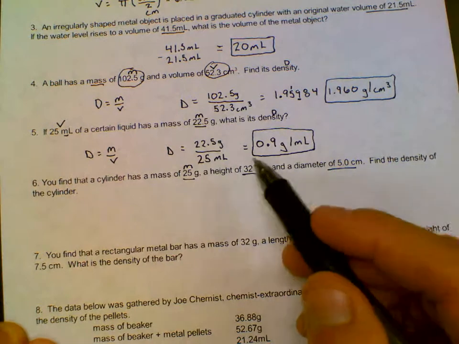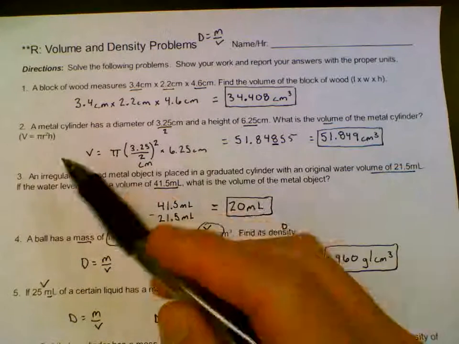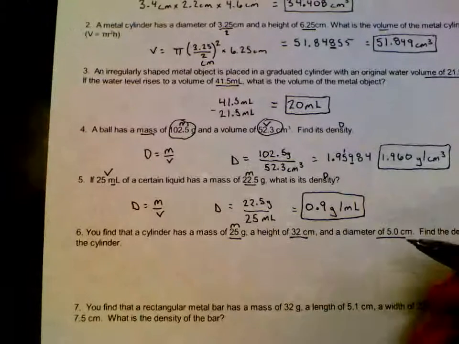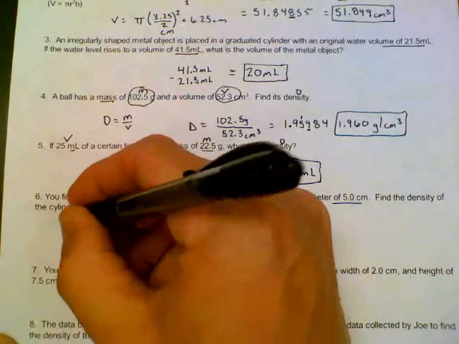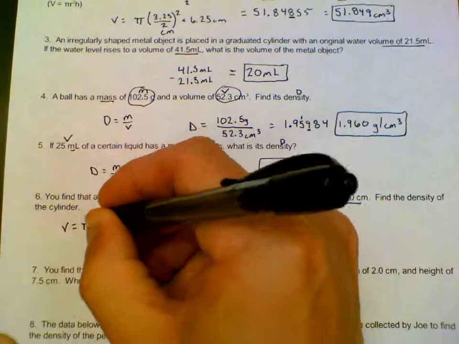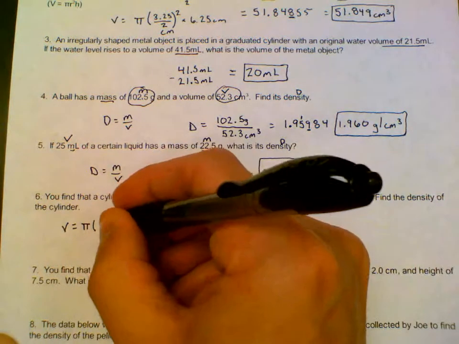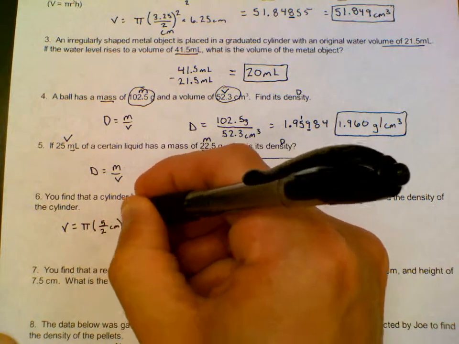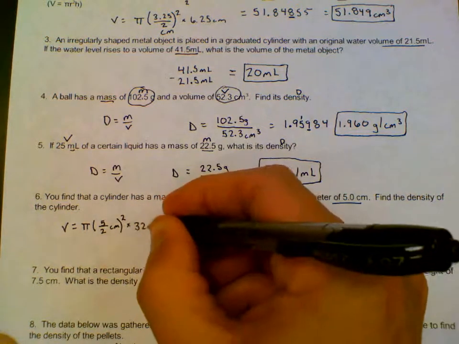Now, this time we don't have anything that says volume. We're given dimensions of the cylinder, which means we have to use what we used up in problem number 2. V is equal to pi r squared times height. So our first step is to determine the volume of this cylinder. V is equal to pi times r squared. We're not given r, we're given diameter. In problem 2, we have to do the diameter divided by 2, that's centimeters, and then r squared times height of 32 centimeters.